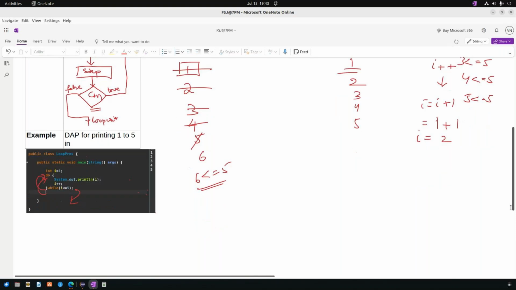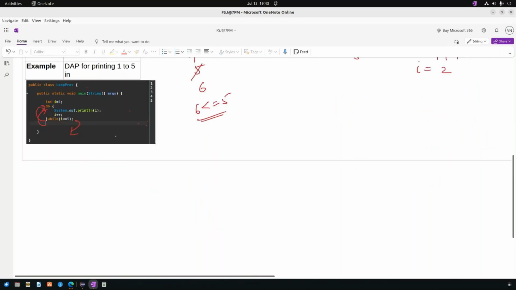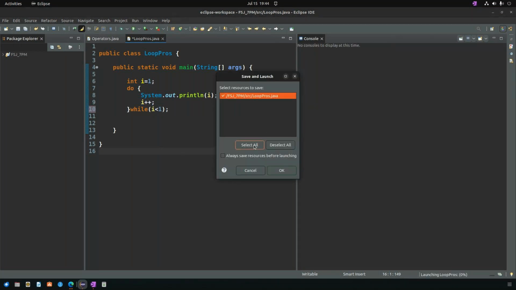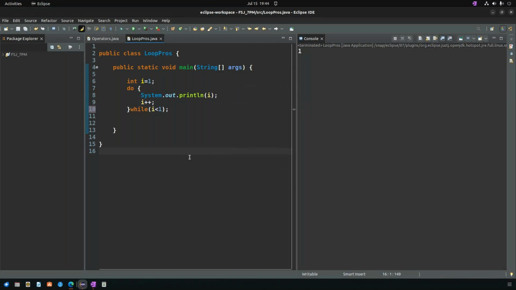Now do while is also doing the same, so where will the real change come into the picture? The real change will come when the first condition is false. For example, if I say I is equal to 1, and the condition is I less than 1, I will get the output as 1.